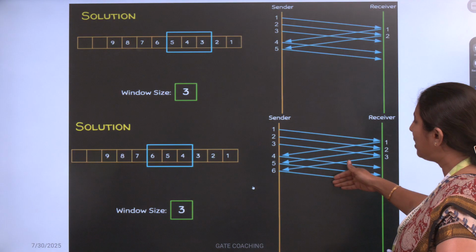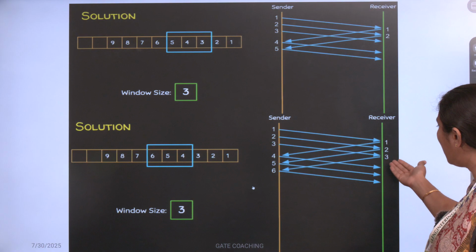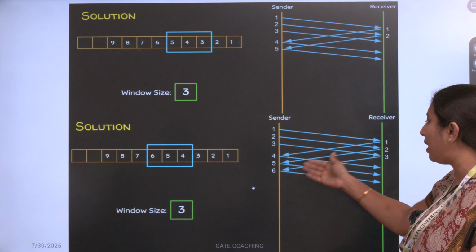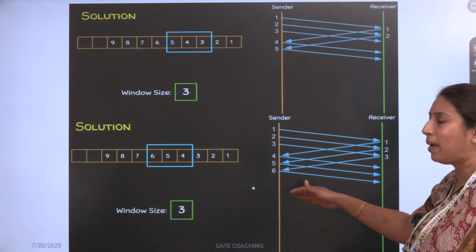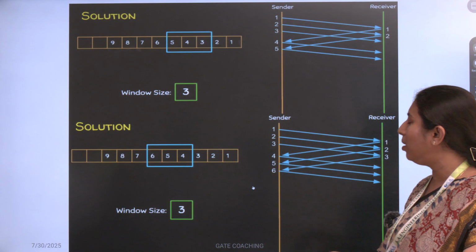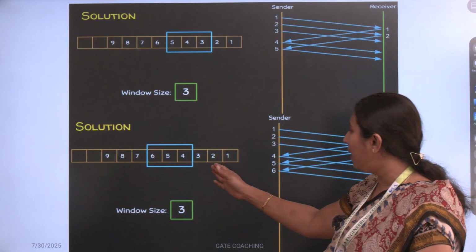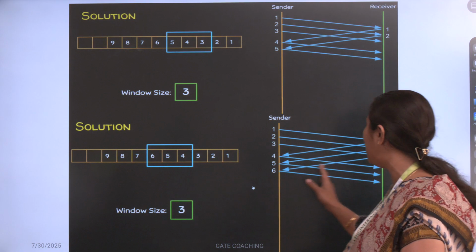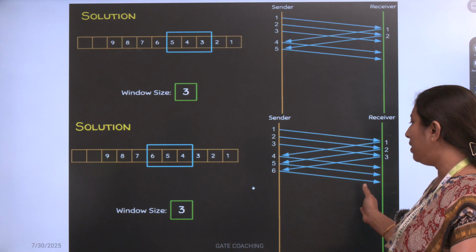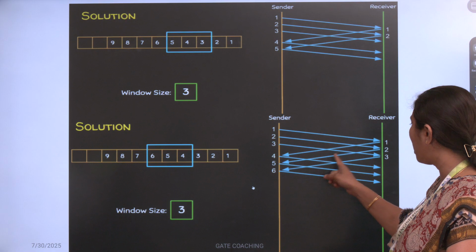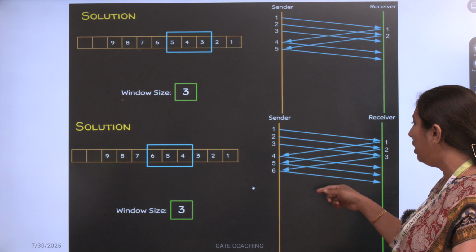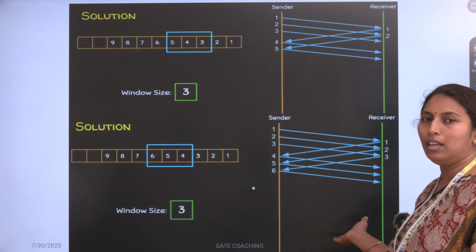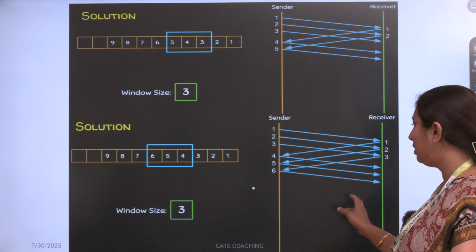Again, what is happening over here? We will be getting the acknowledgement for the 3rd packet. After getting the acknowledgement for the 3rd packet, based upon the protocol's rules, we will be sending the next packet which is there in the current window. We will be sending the packet to the receiver side. So we have got the acknowledgement for 1, 2 and 3.